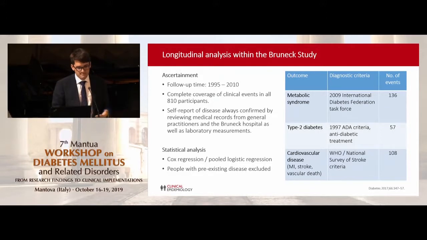And then for the analysis, depending on which type we looked at, we used Cox regression or a pooled logistic regression, which is a modification of the standard logistic regression that really makes use of the repeat measurements we had available in the study. And of course, because we were interested in etiology and the first event that occurred in those people, we excluded people that had pre-existing diseases at baseline.